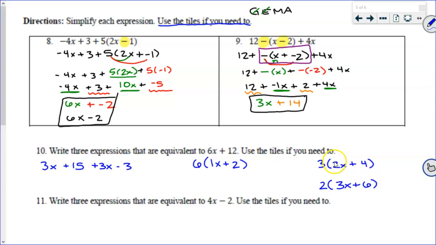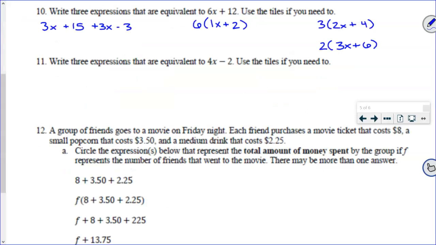You guys did good on writing the ones for distribution. Work with your groups. Write at least one more where it's just combining like terms. Ready, set, go. Pausing the recording. All right, just one student to share another one where maybe we're not doing just distribution. Good, thank you. Emery.